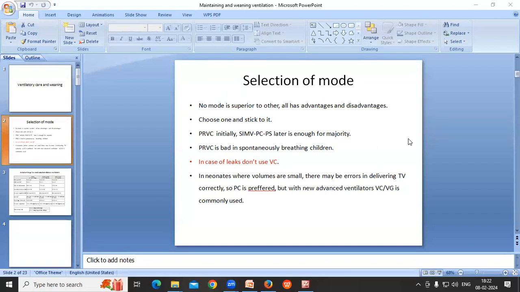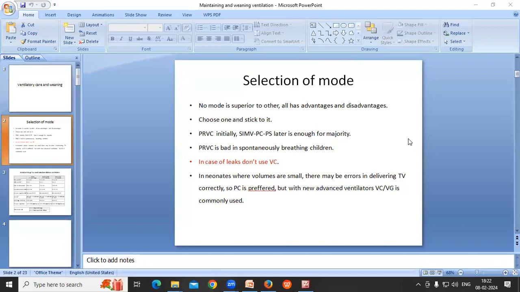If you put SIMV, PC, PS, and you paralyze the child, what mode is it going to act as? SIMV, PC, PS is the mode you selected, and you paralyze the child. So now it will work like pressure control, PC mode, because all the breaths are mandatory here and will be triggered by the ventilator. So it is PCV. Now the child started initiating breaths.